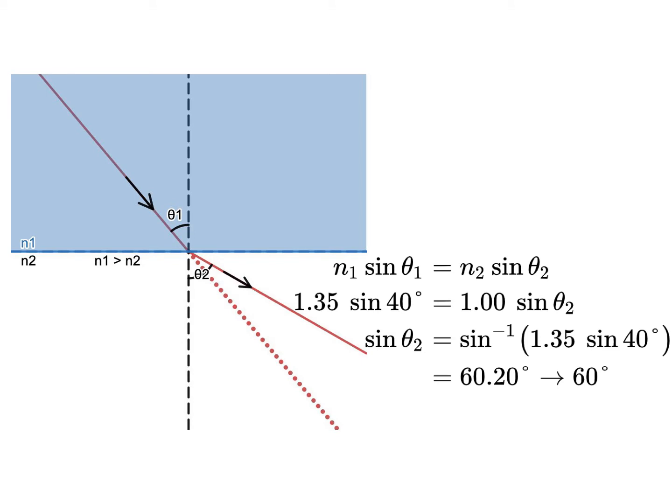Again, just some Snell's law. N1 sine theta 1 is N2 sine theta 2. So 1.35 sine 40 degrees is 1 sine theta 2. Theta 2 is the inverse sine of 1.35 sine 40 degrees, which is 60.20 degrees, which is 60 degrees to the nearest degree.